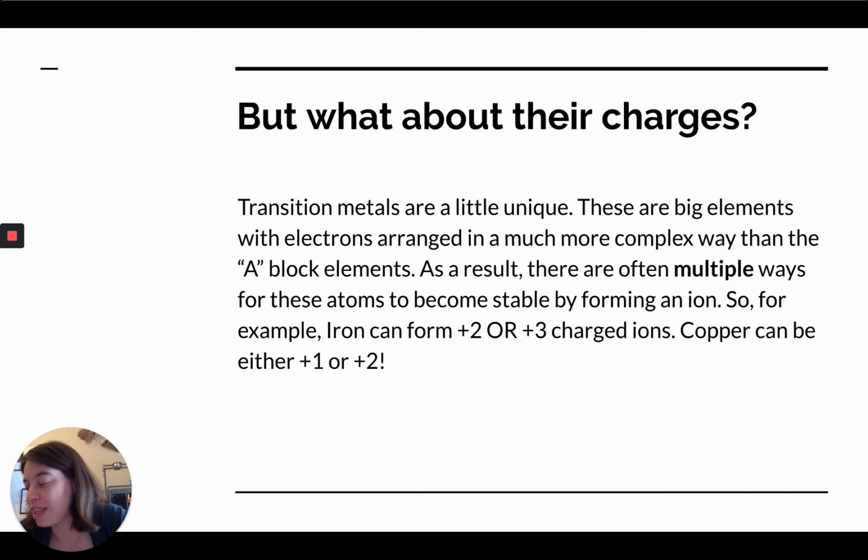But if you have something like an iron cation, iron is element number 26, it's in the transition metals, iron could form ions with a charge of +2, or it could form ions with a charge of +3. Copper, which is element number 29, another transition metal, could form ions with a charge of +1, or sometimes it forms ions with a charge of +2. So with these transition metals, you can't necessarily predict as easily what the charge of ions will be, at least not without learning a lot more chemistry.